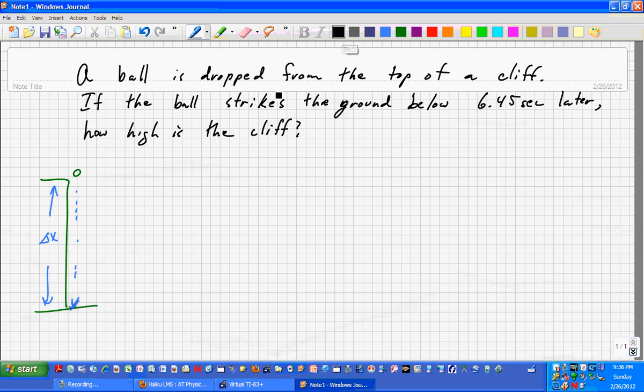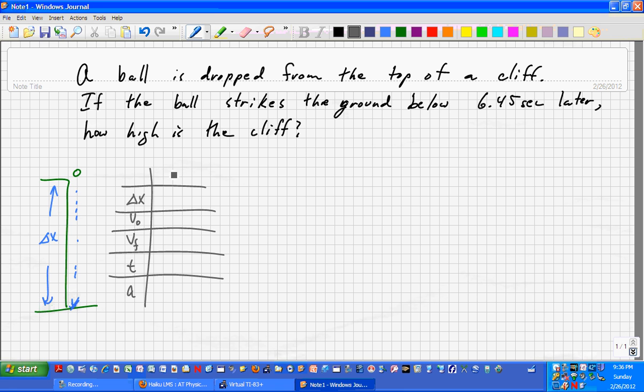Again, I've really stressed keeping organized. We're going to go ahead and put together a table here. We've got our 5 variables: change in position, velocity original, velocity final, time, and acceleration. We are only interested in the vertical direction here. There is no horizontal since it's dropped straight down. And what we want to do is fill in what we know here.